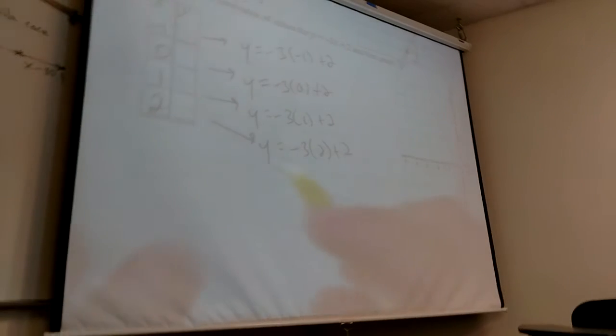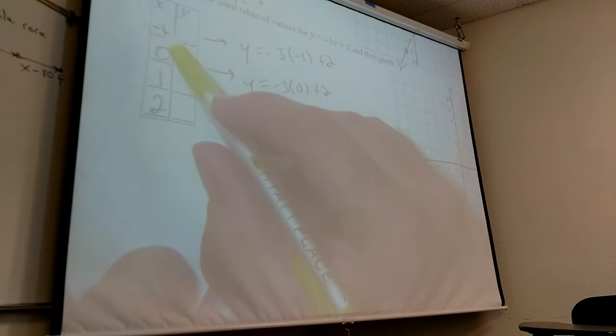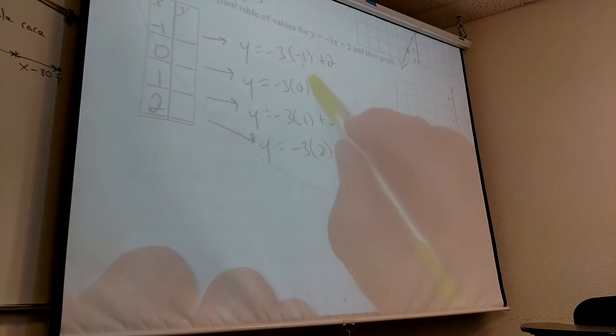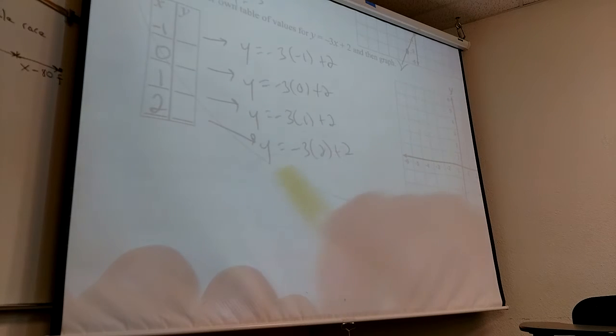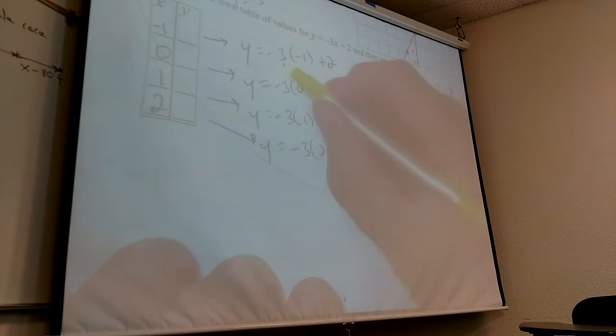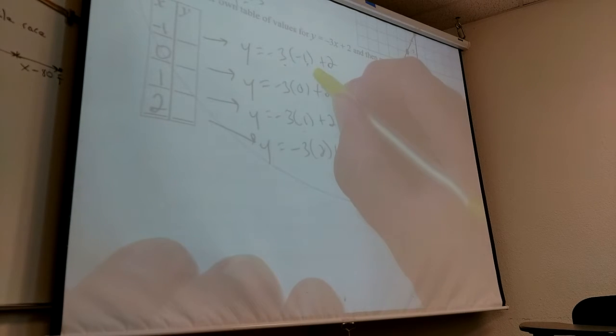Is this cool with everybody right here? I'm letting x be -1, so I'm going to replace x with -1. Then I'm going to replace it with 0, and so forth. What's -3 times -1? 3. Positive 3.